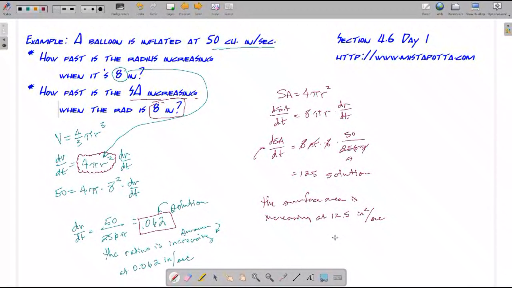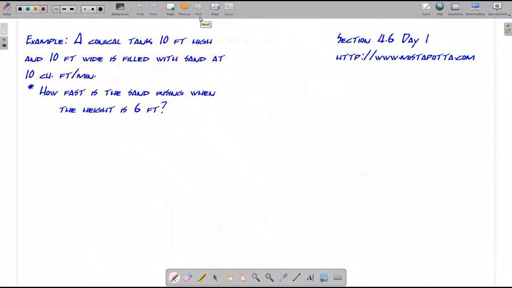So this is one of the traditional problems that we see in calculus. Another traditional problem deals with the conical tank. So I've got a conical tank that's 10 feet high and 10 feet wide. And I'm filling it with sand at a particular rate, 10 cubic feet per minute. And the question I'm asking here is, how fast is the sand rising when the height is 6 feet?